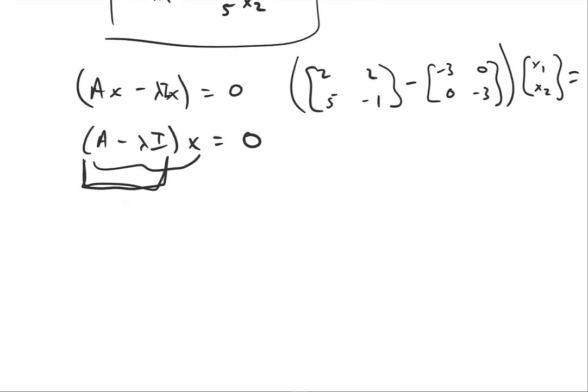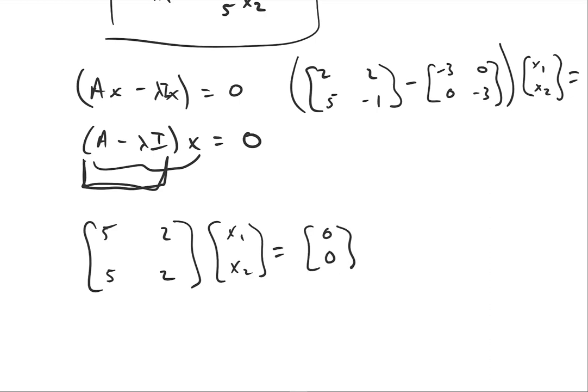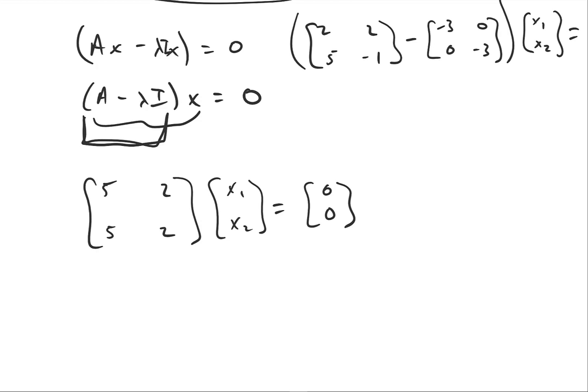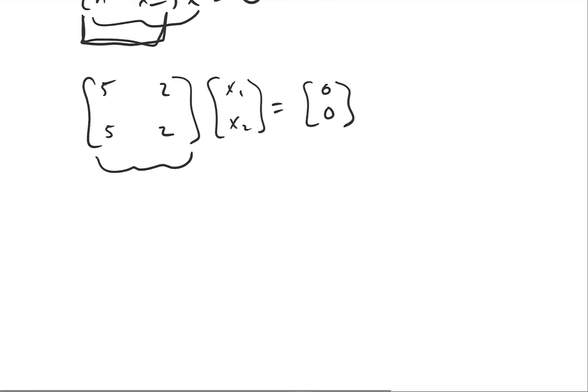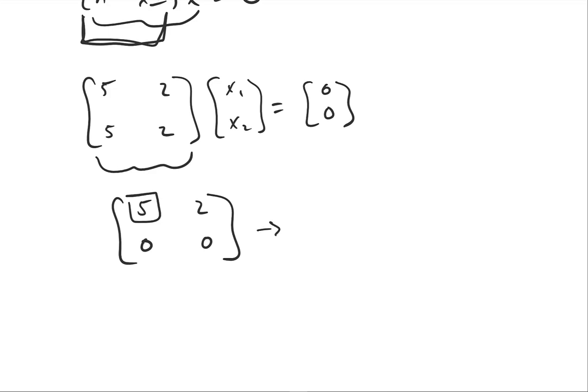And so here I get 2 minus minus 3, which is 5. And I get 2 minus 0 is 2. And I get 5 minus 0 is 5. And I get negative 1 minus negative 3, which is 2. Times x1, x2 equals 0. Now there are two ways I can think about this. I can solve this with elimination, but really we know that we're just looking for the null space of this matrix. If I put this matrix into reduced row echelon form, I start off with 5, 2. I do my elimination, I get 0, 0. Here's my pivot. Then I divide this by 5 to get it into reduced row echelon form, making my pivot 1.